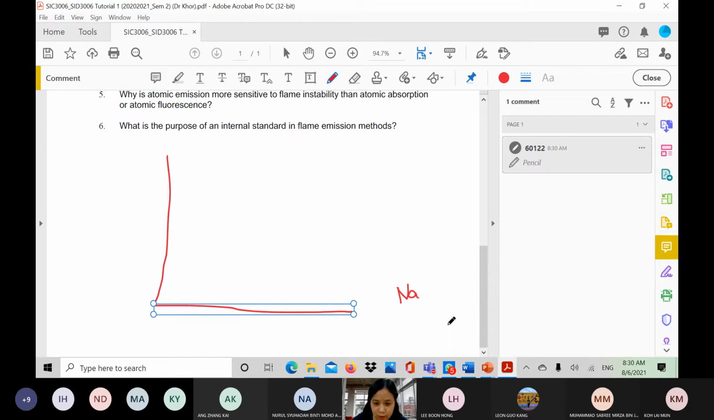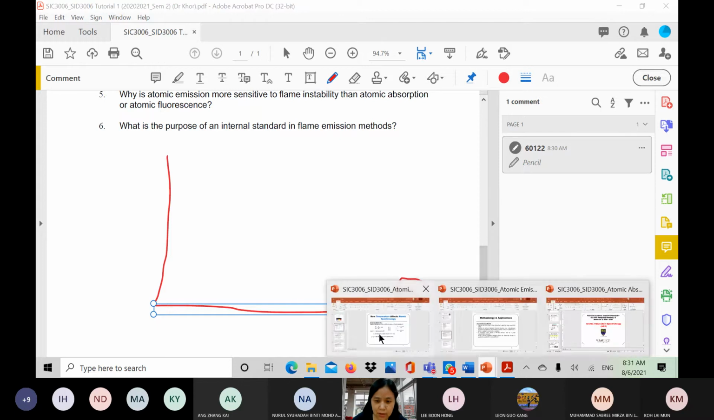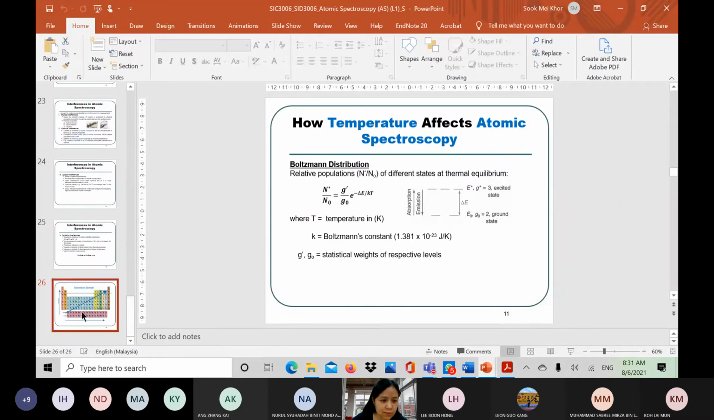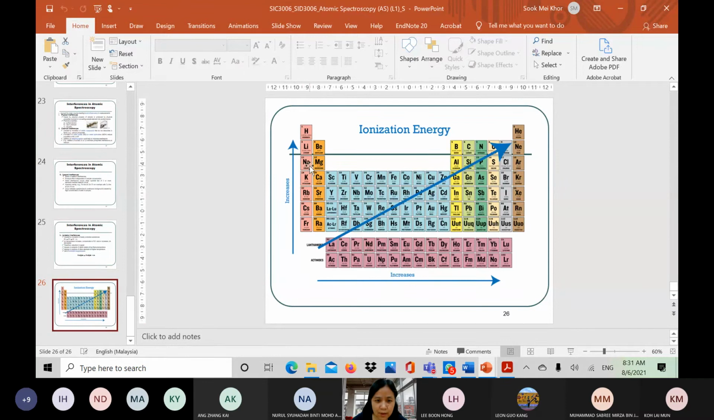We know that sodium is a group 1 element. So it is easy to get ionized. If the temperature is high, then it will get ionized. So we use potassium to suppress the ionization of sodium. So for this case, if we want to detect sodium, which is the best element to be used as the internal standard for sodium detection?